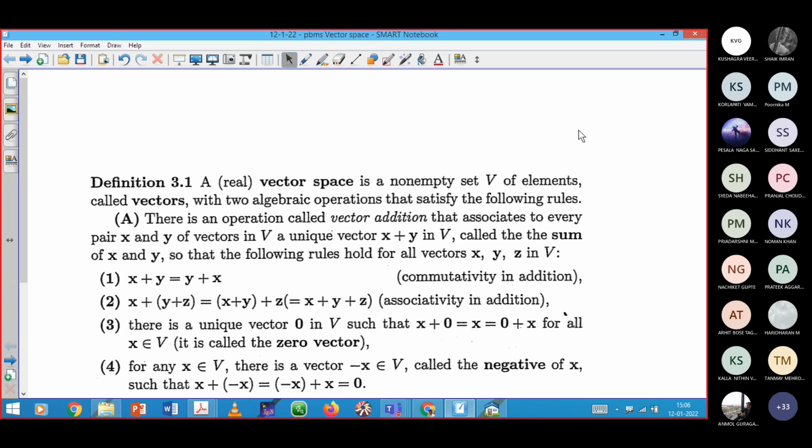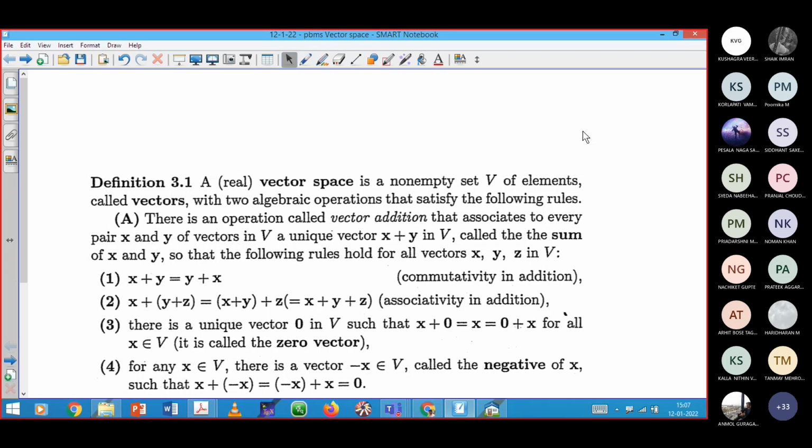It's quite easy. Many of you would have already studied this in your schooling. Hope you can remember it. Otherwise, not an issue. Here, vector space is related to a set. That set has to be a non-empty set. Please keep that in mind. That non-empty set has to satisfy some algebraic operations.